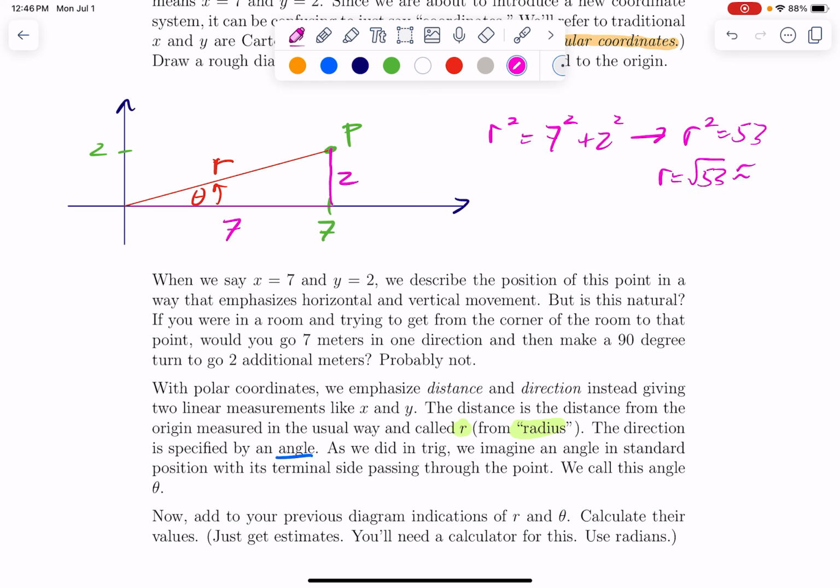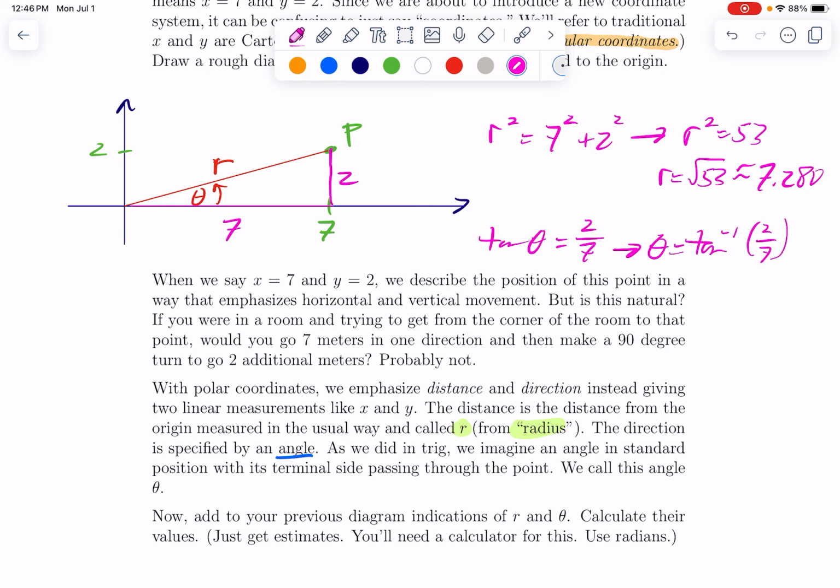Let's approximate that. 7.280, three decimal places. And then this angle theta, we could do SOHCAHTOA, tangent of theta is opposite over adjacent, which is 2/7. So for theta, we could do inverse tangent. And we'll do that on the calculator.